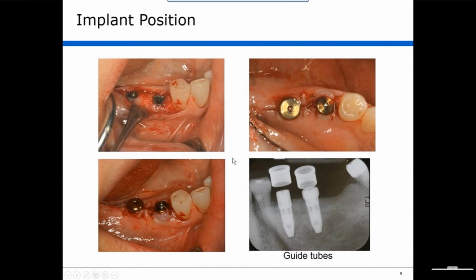And here's the final implant position. And I put the tube guide on just to show that the ThinLayer guide delivered the desired trajectory pretty much as the tube guide would have delivered. So that's an illustration of the case that we just planned.